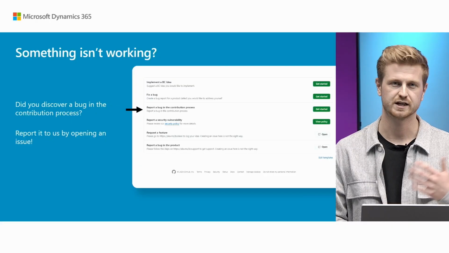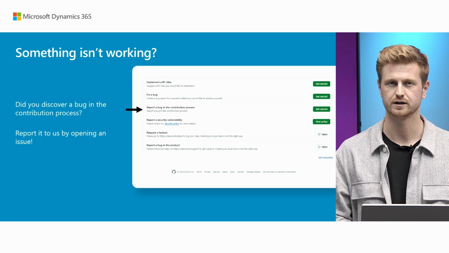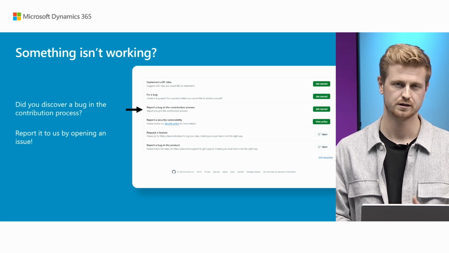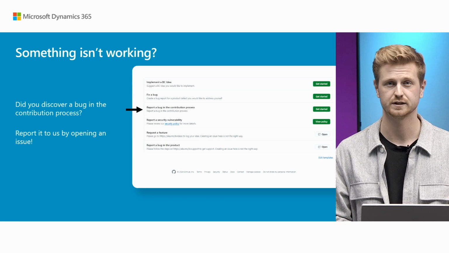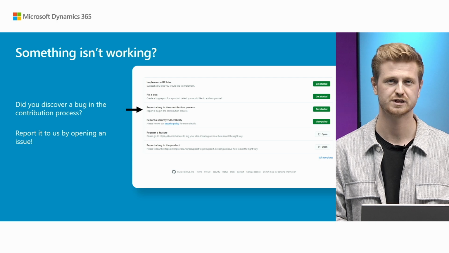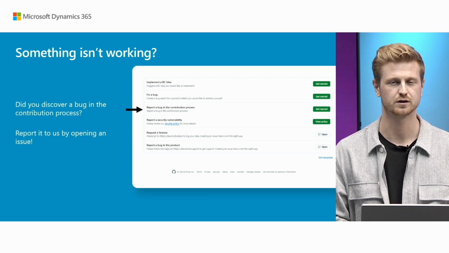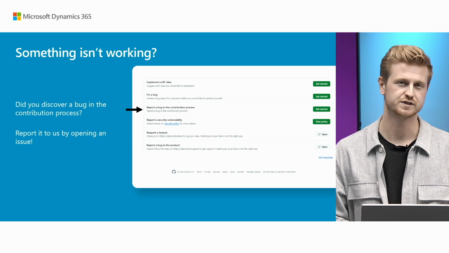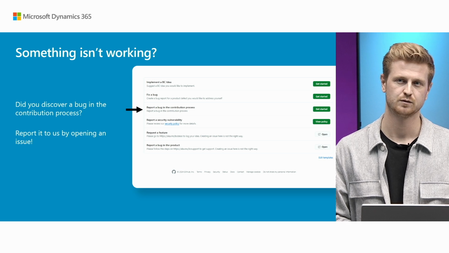If you discover a bug in the contribution process, meaning you can't spin up a container for some reason, or you find that our documentation is lacking or is missing some information, by all means, create an issue for us. We have an issue template for that. It's called Report a Bug in the Contribution Process, and we'll take a look as quickly as possible. We want to smoothen out the contribution process as much as we can. So please help us out if you find a bug in the contribution process.